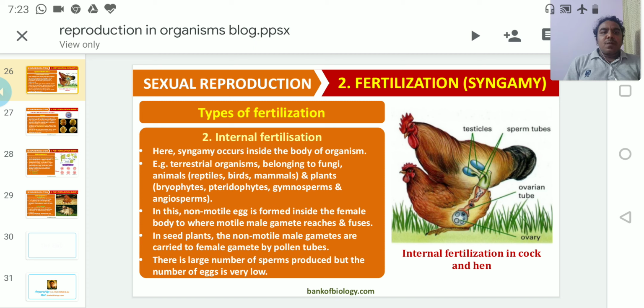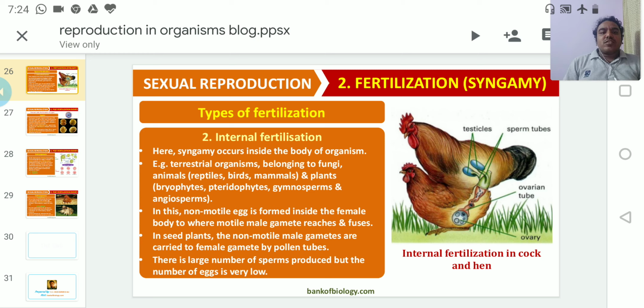They will be present inside the female body of the organism, where the motile male gamete reaches for the purpose of fertilization. When they come in contact with each other, they fuse. If you take the example of gymnosperms or angiosperms, the seeded plants, the non-motile egg is present inside the ovary, where the male gametes, that is the pollen grains, come in contact with external agencies like abiotic or biotic agents. When they are transferred onto the stigmatic surface, through the pollen tubes, a large number of male reproductive structures move towards the female reproductive structures.